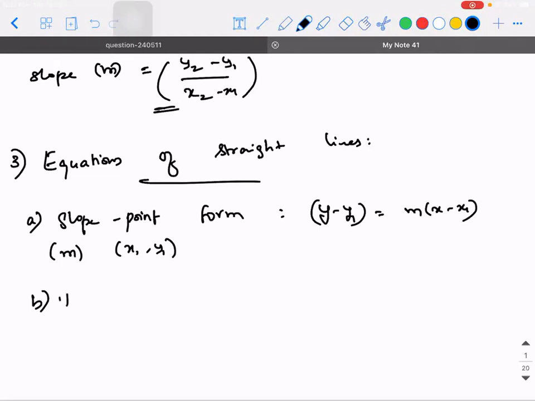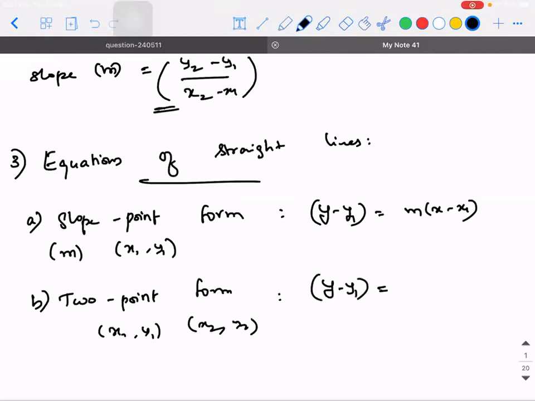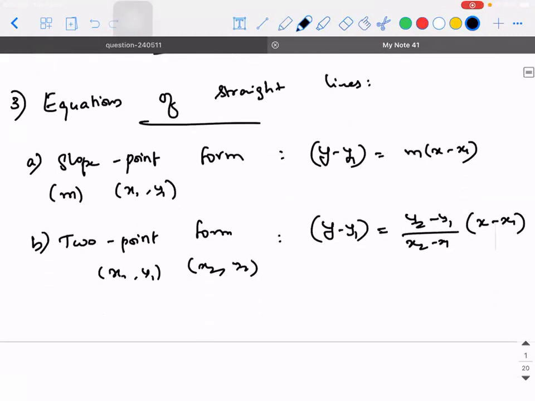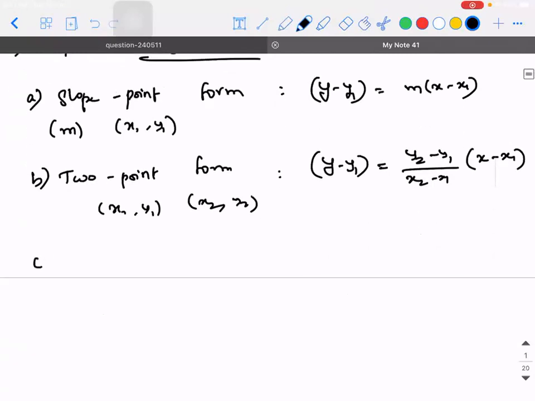Then you have 2-point form. 2-point form means 2 points will be given, x1 y1, x2 y2. Tell me the equation. y minus y1 is equal to y2 minus y1 by x2 minus x1 into x minus x1. That's right.